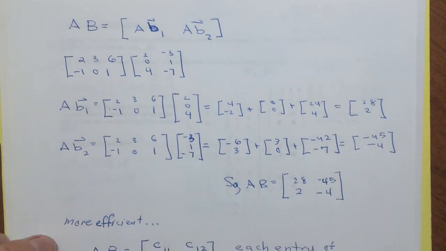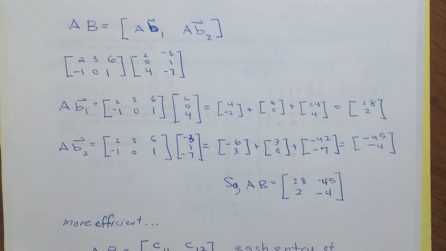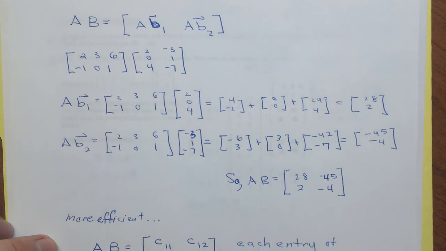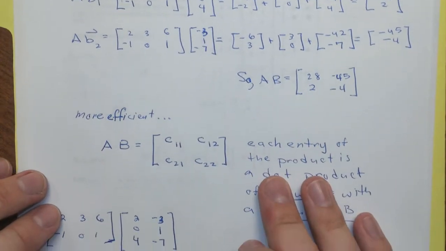Now that worked out okay, but that might not work out so well if A were a larger matrix or if B has more columns. So really we need a better, more efficient method of doing this. This is not the traditional way of viewing matrix multiplication. So let's think about this, a more efficient way of doing this.